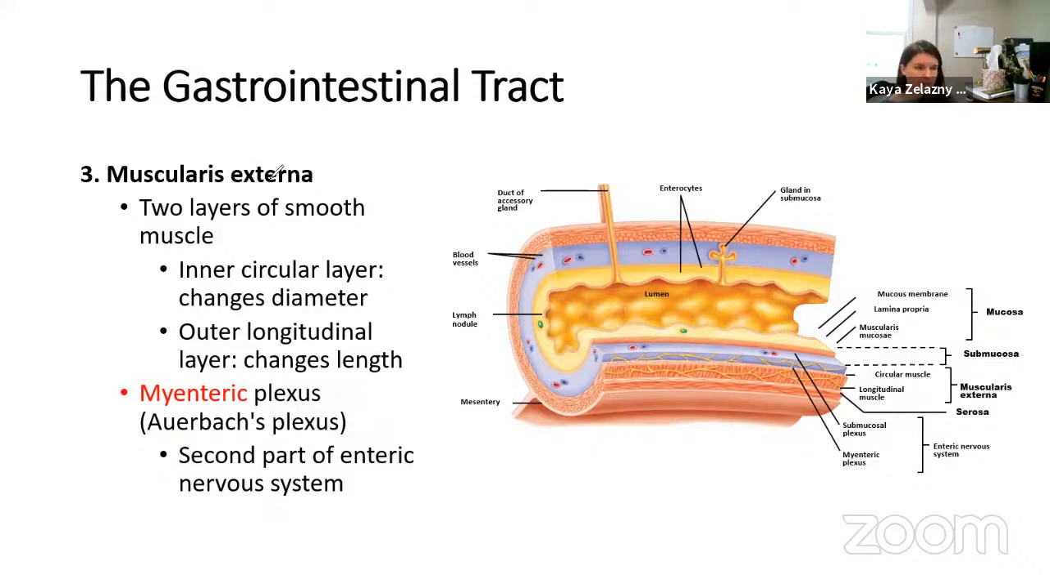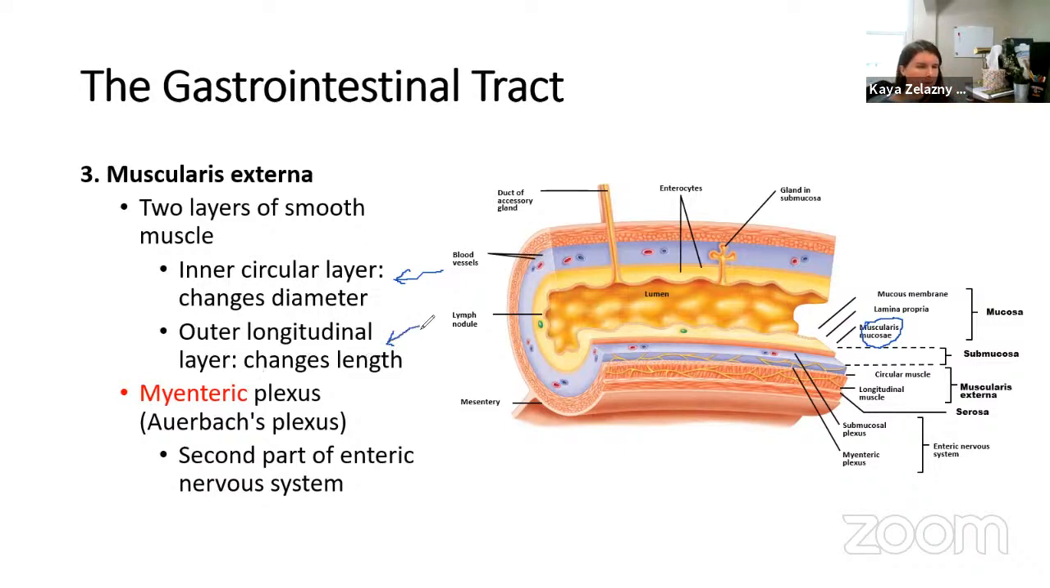Physically, the muscularis externa is made of 2 layers of smooth muscle, just like our little layer of muscle in the mucosa. It's made of an inner circular layer, which allows us to change diameter, right? So constricting and narrowing versus expanding and dilating. And an outer longitudinal layer that changes length.